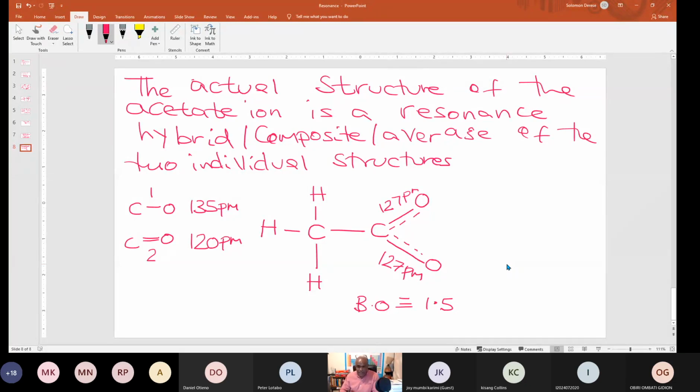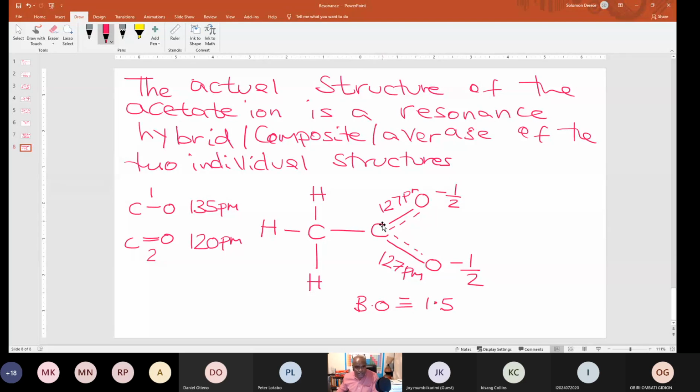As a result, the charge on this oxygen is -½ while the charge on this oxygen is -½, and -½ plus -½ is equal to -1. The -1 charge is shared equally between the two oxygens. That's why the experiment is telling us that both oxygens have the same charge. Both of them are negatively charged. It is intermediate, half of -1. So each of them has -½ charge.